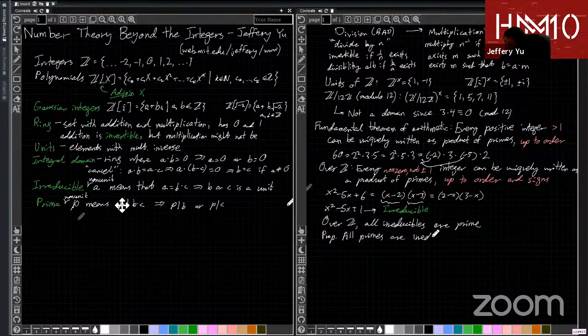Okay, so what I'm saying is all primes are irreducible, but I'll show you later that not all irreducibles are prime. So there's a distinction there. So here's a proof. The proof is not difficult. Let P be a prime.